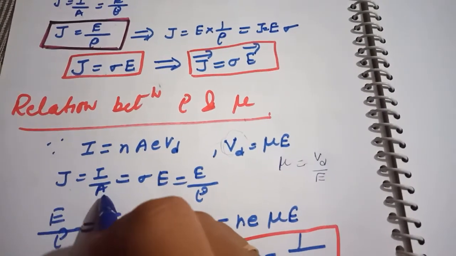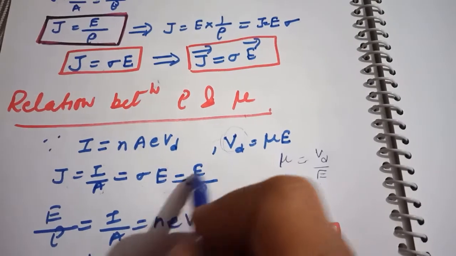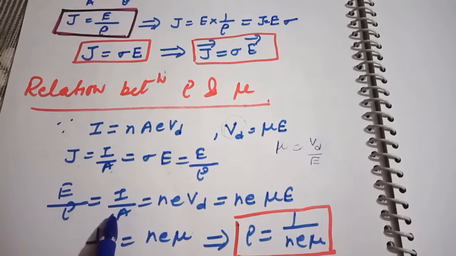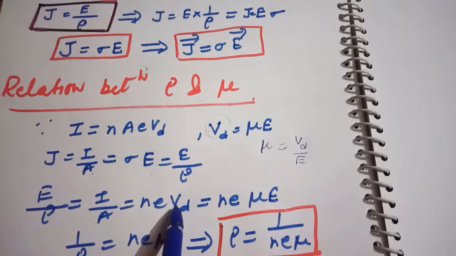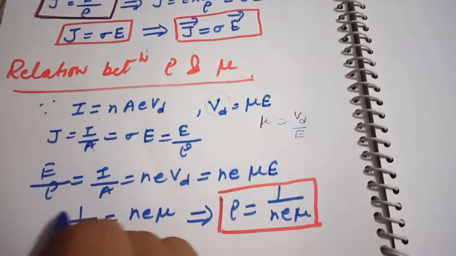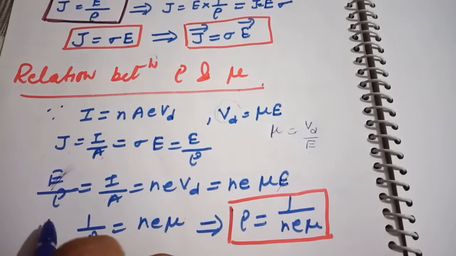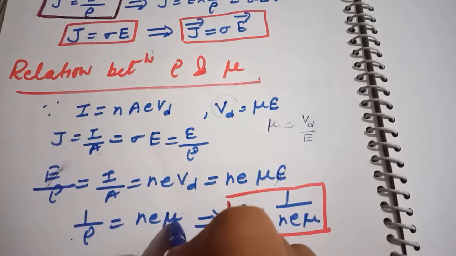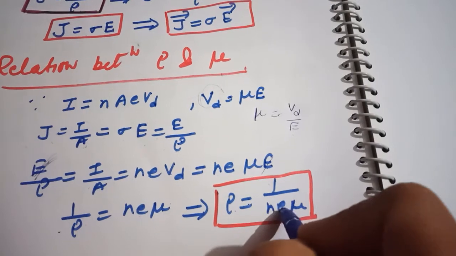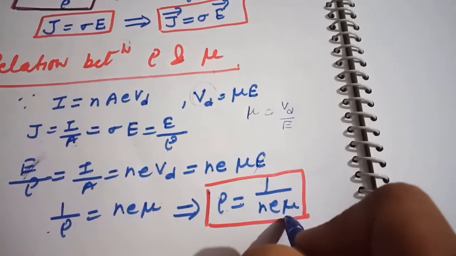How? J = I by A, and we know that J = I by A = σE, which can be written as E by ρ from this condition. So E by ρ = I by A = neVd. Now substitute neμE. Take E, and this E will be cancelled out. So 1 upon ρ = neμ. So ρ will be equal to 1 upon neμ. So this is a relation between the resistivity and the mobility.